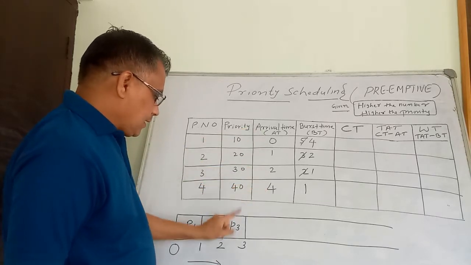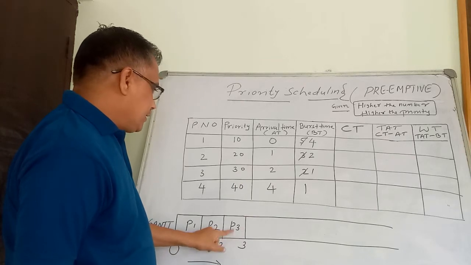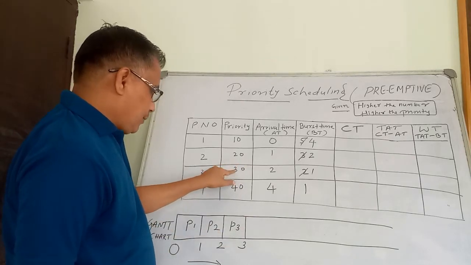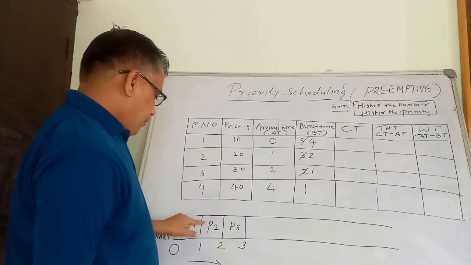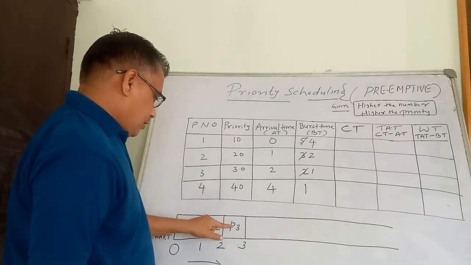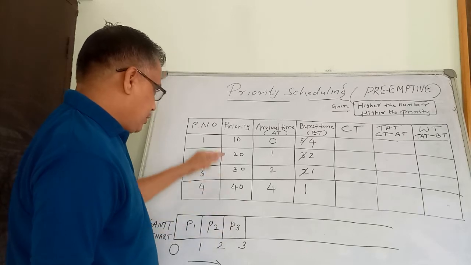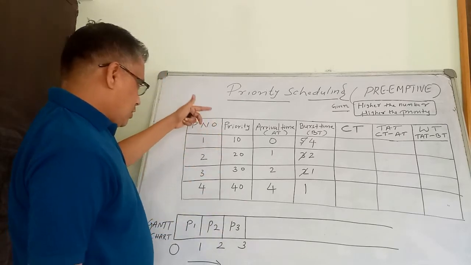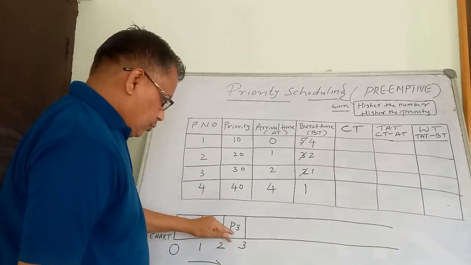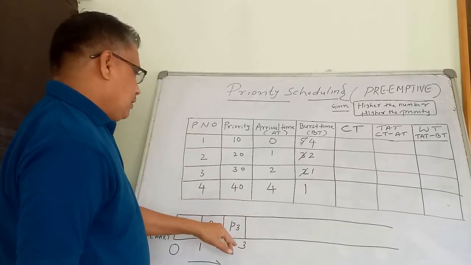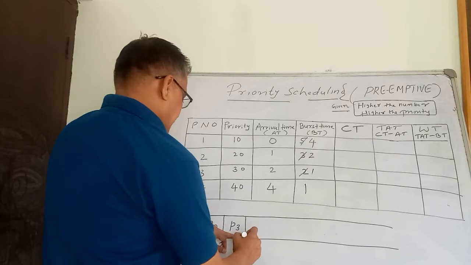Okay, no processes have arrived. That means P3's priority, now you can compare it. P3's priority is 30, P2's priority is 20, P1's priority is 10. That means P3's priority is more compared to the other priorities, because P1 and P2 are already in the ready queue. So you have to execute the same P3 process for 1 more second.